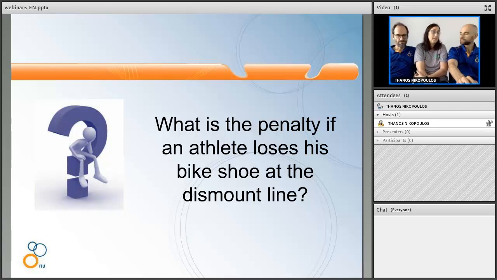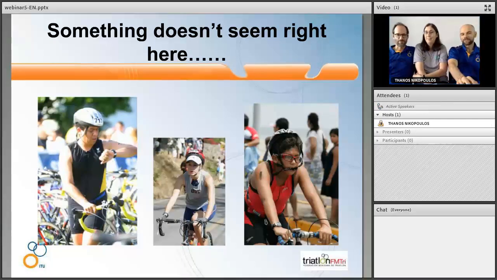Okay. But the athlete might not get their bike shoe back at the end if we can't figure out whose bike shoe it is to begin with. So, yeah. Leslie, is there something that doesn't seem right in this photo?